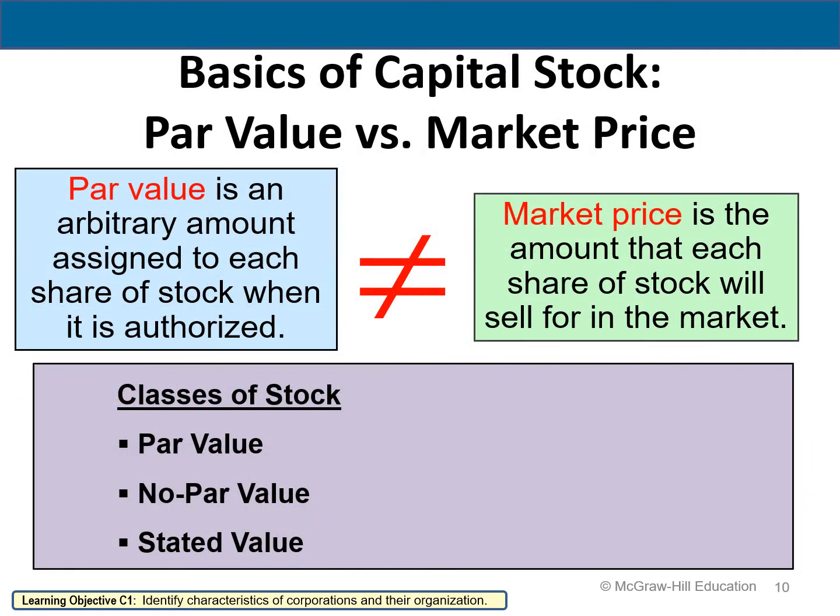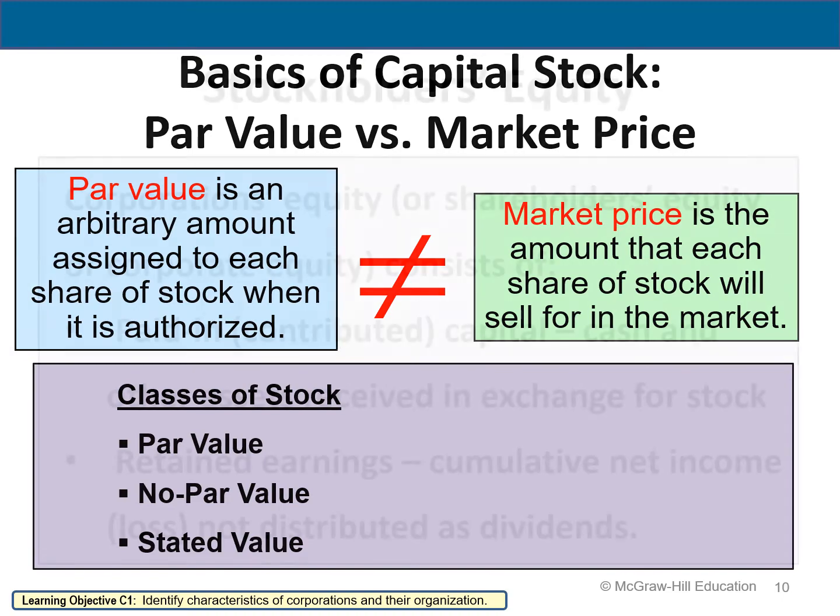So par value versus market price. Par value is just an arbitrary amount that's assigned to a share of stock when it's authorized. The market price is the amount that it'll actually sell for on the market. And you can have par value, no par value, or stated value stock.